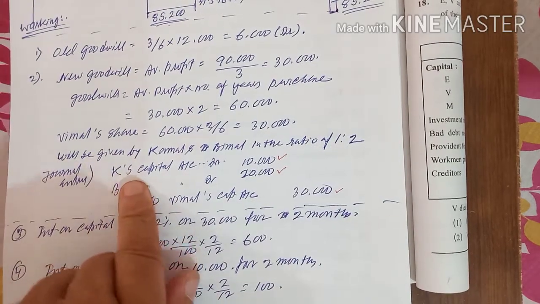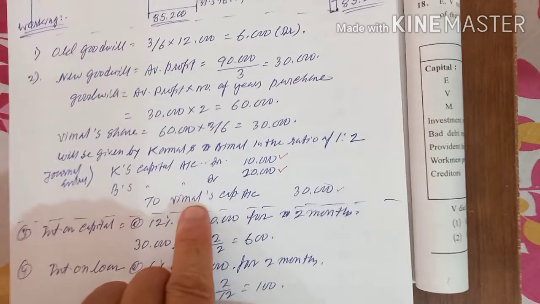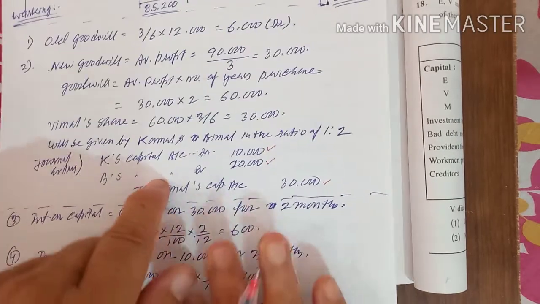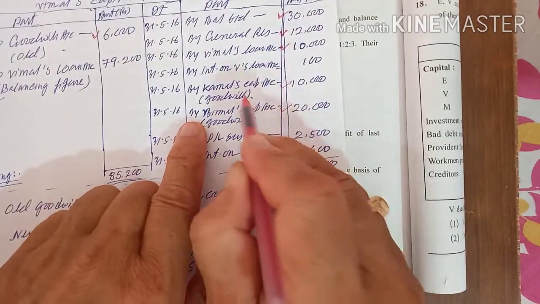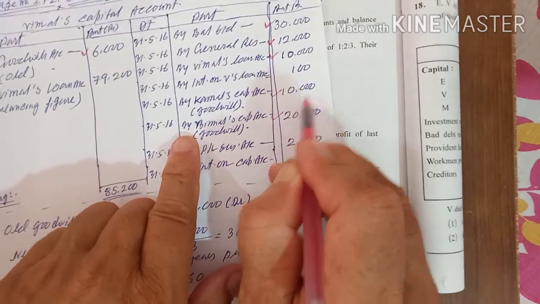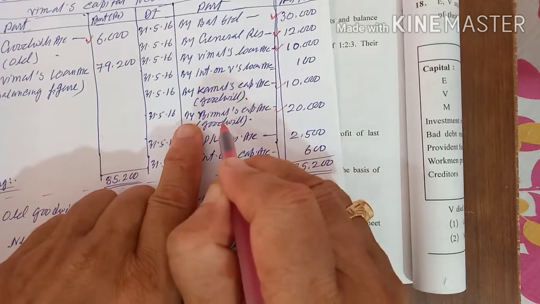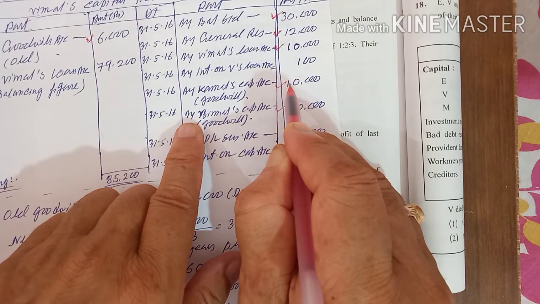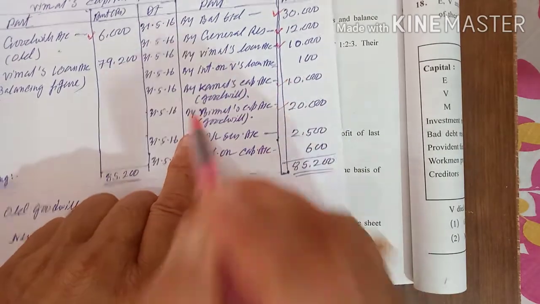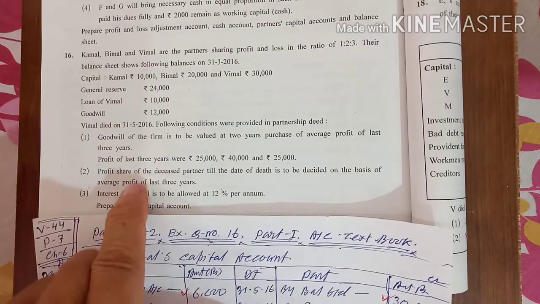So the capitals will be debited: Kamal's capital and Bimal's capital will be debited, and Bimal's capital will be credited. Kamal will give 10,000 because the ratio is 1:2, that is Kamal and Bimal, and Bimal will give 20,000. So this is the goodwill which Kamal will give, and this is the goodwill which Bimal will give. So Bimal's capital or executor's account will be credited. Now the goodwill calculation is over.